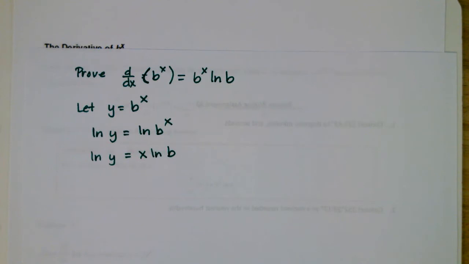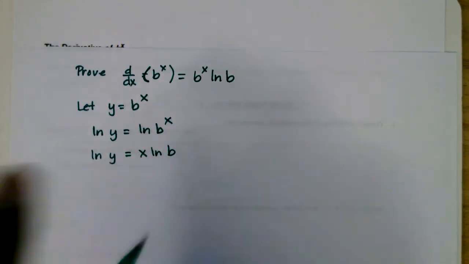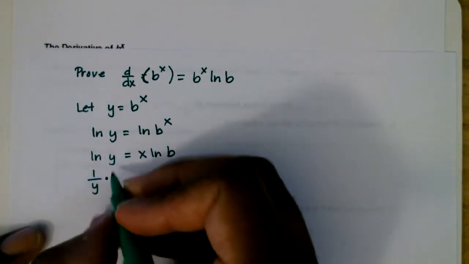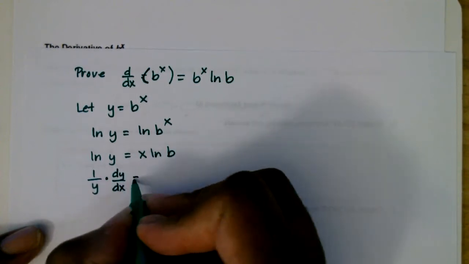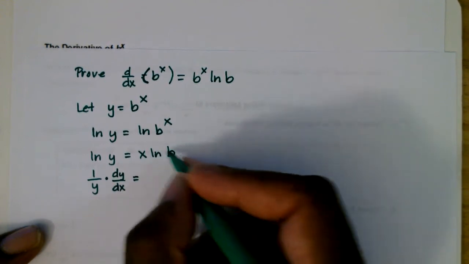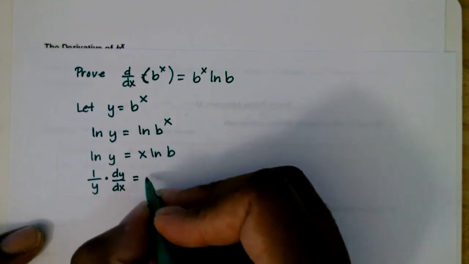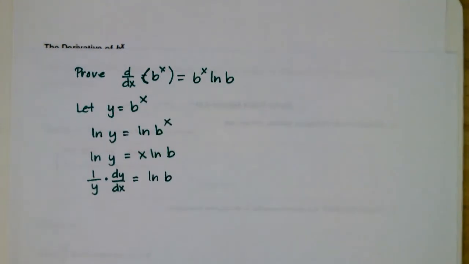And now I'm going to use what we call implicit differentiation that we talked about in the previous section. So in this case, the derivative of the natural log of y would be 1 over y. And since I'm taking the derivative of y, I have to include dy dx. And that's equal to x times ln of b. Well, ln of b is a constant, so I can bring that down, and the derivative of x will be 1. So I'll have ln of b by itself.